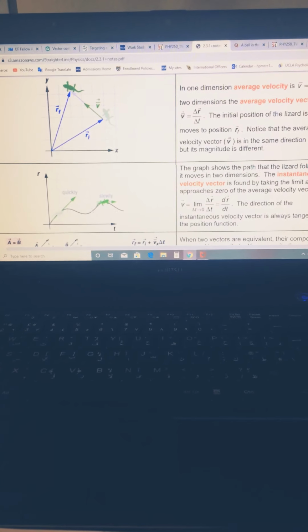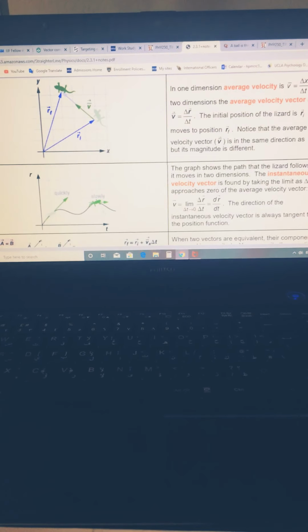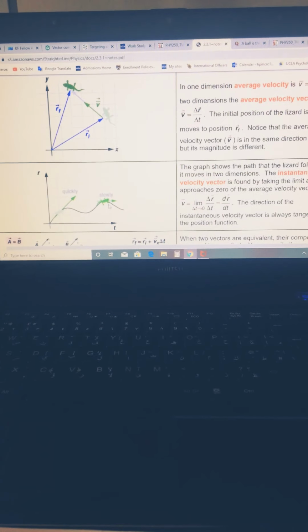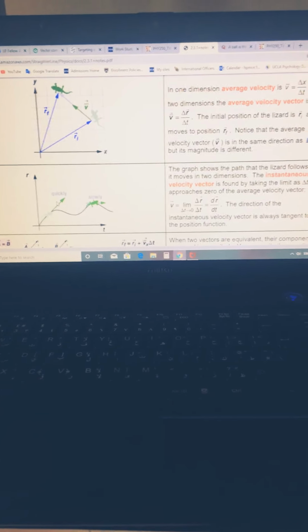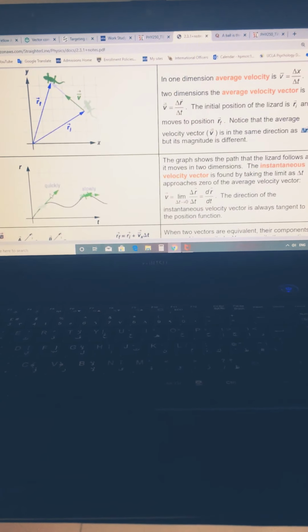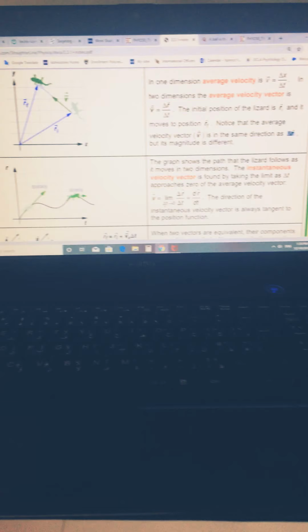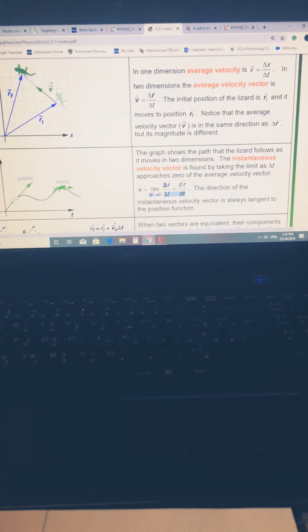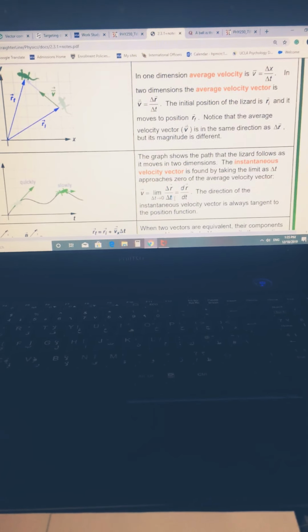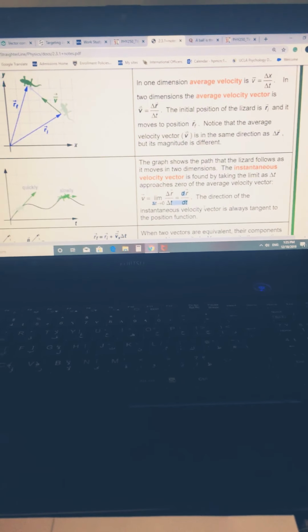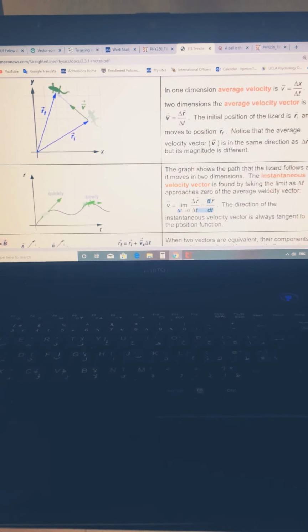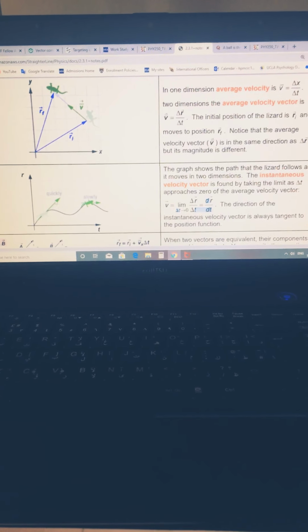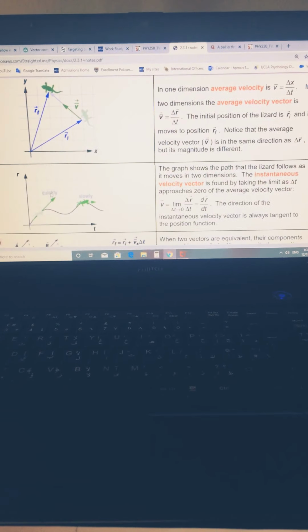So what does it mean? It means the instantaneous velocity vector is found by taking the limit as delta t approaches 0 of the average velocity vector. So we have v equals the limit as delta t approaches 0 of delta r divided by delta t, or dr/dt. The direction of the instantaneous velocity vector is always tangent to the path of the position function.